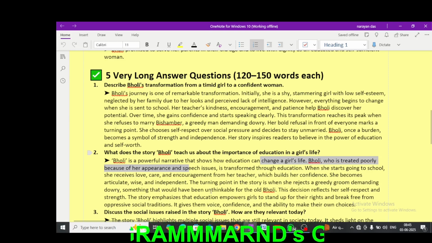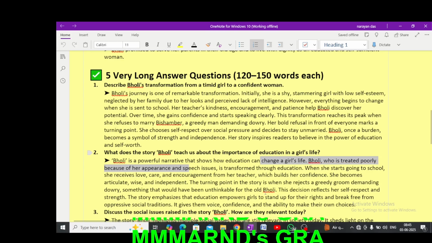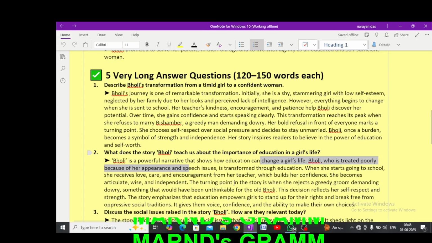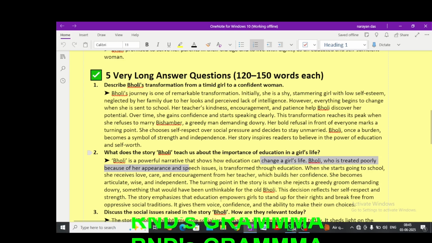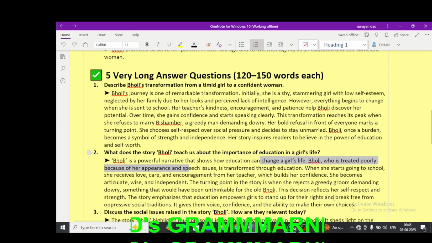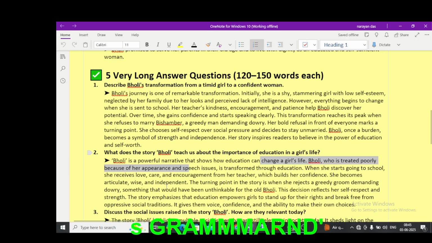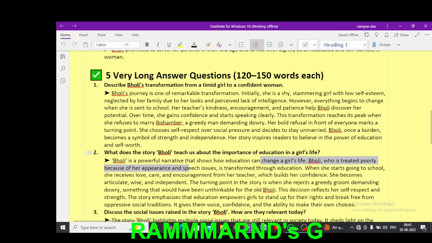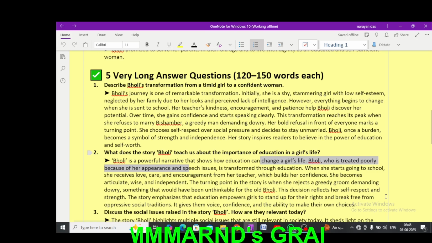that would have been unthinkable for the old Bholi. This decision reflects her self-respect and strength. The story emphasizes that education empowers girls to stand up for their rights and break free from oppressive social traditions. It gives them voice, confidence, and the ability to make their own choices.